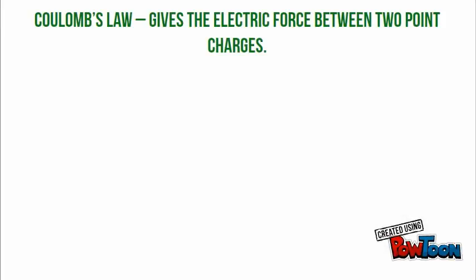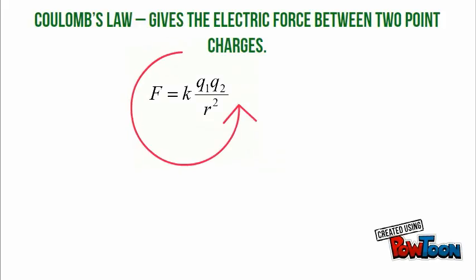So Coulomb's law is really the principle for matter existing the way that it does. Here's Coulomb's law as an equation. The force, the electrostatic force, is equal to a constant times the magnitude of one charge times the magnitude of the other charge divided by the distance squared. And this equation gives the electric force between 2-point charges.